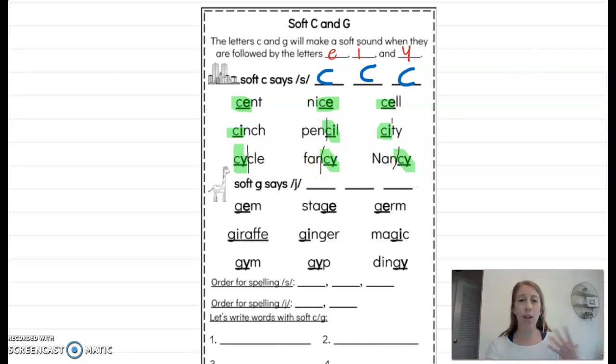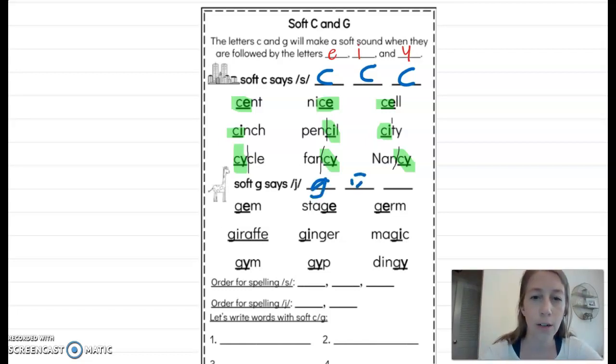So, luckily, when we're trying to figure out when the G is making a soft sound, saying J, it's really the same rule. The letters E, I, and Y are going to make it soft or say J. So first, we're going to go ahead and make that soft G sound, but I'm going to not write the J, I'm going to write a G.